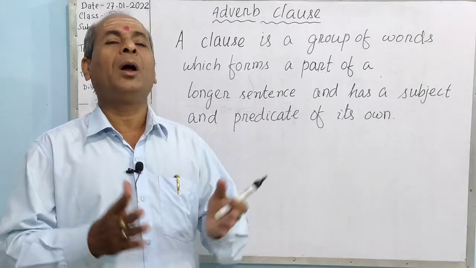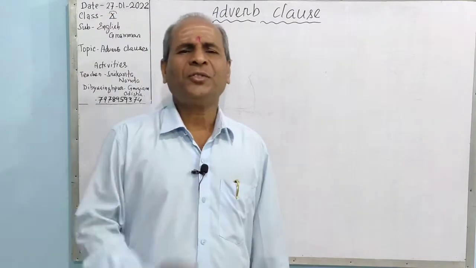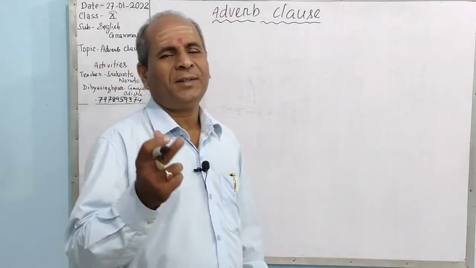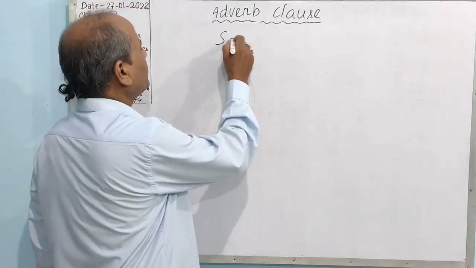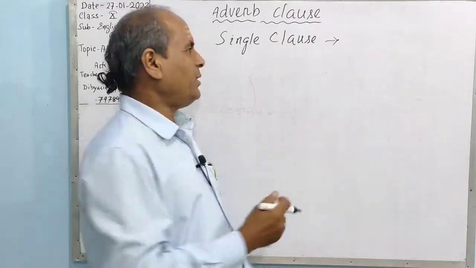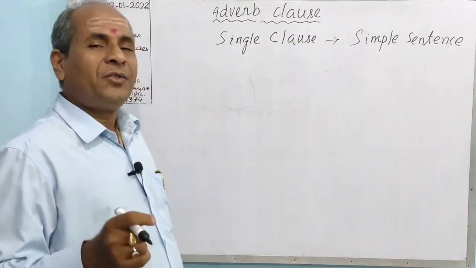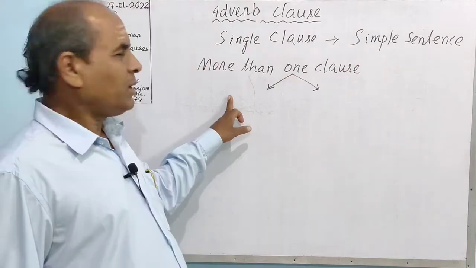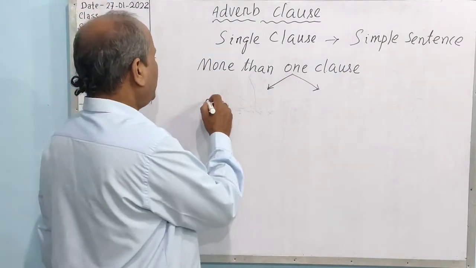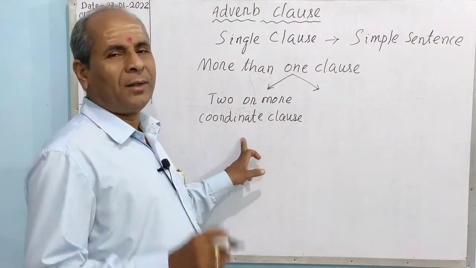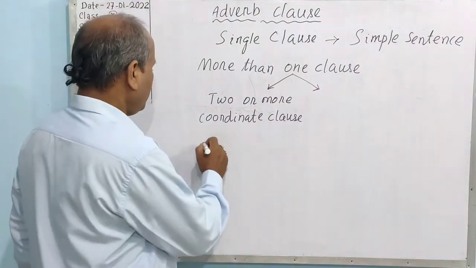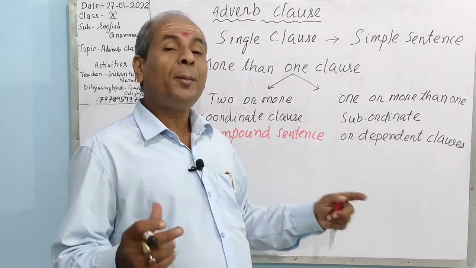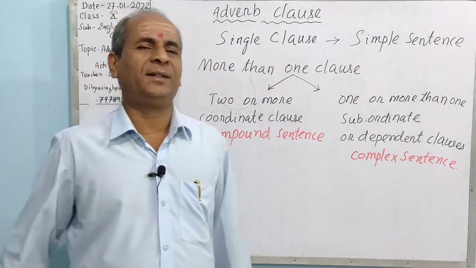Now we will add then adverb clause. So first of all, we will know about the sentence. A single clause sentence: if a sentence contains a single clause, that is a simple sentence. If it contains two or more coordinate clauses, you can say it is a compound sentence. If it contains one or more subordinate or dependent clauses, that is a complex sentence.